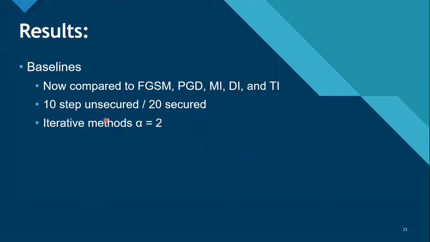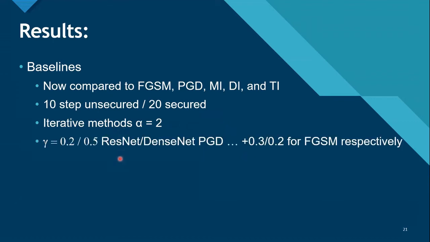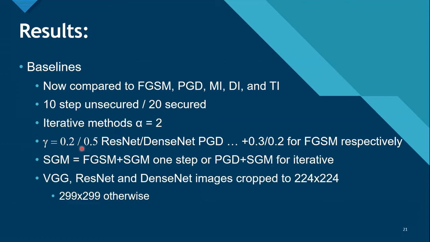For the iterative attacks, they set the alpha factor to 2, so step size was 2. And when they were attacking a ResNet, by default, the gamma value was set to 0.2. And for DenseNets, it was 0.5. When they did a single step attack for FGSM, you'd simply add 0.3 to 0.2. So you would have 0.5 and 0.7 respectively for the single step attacks.